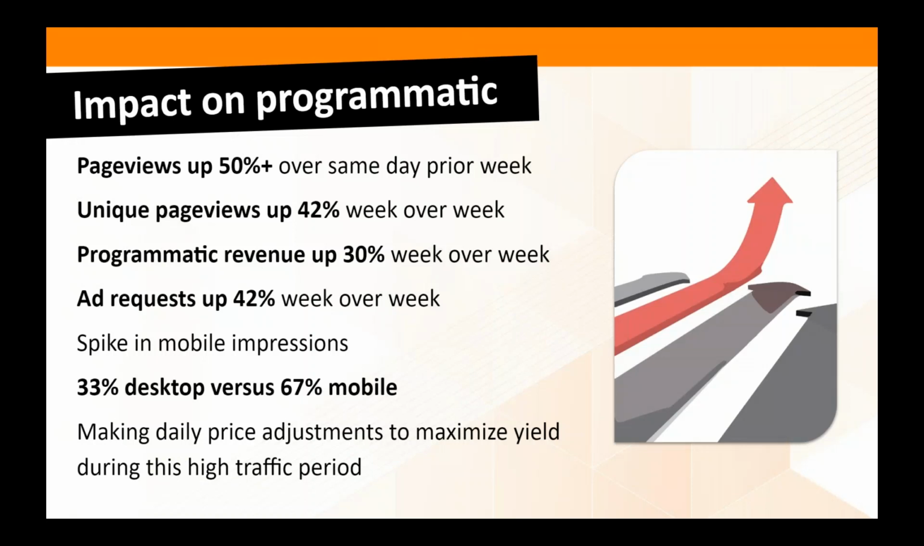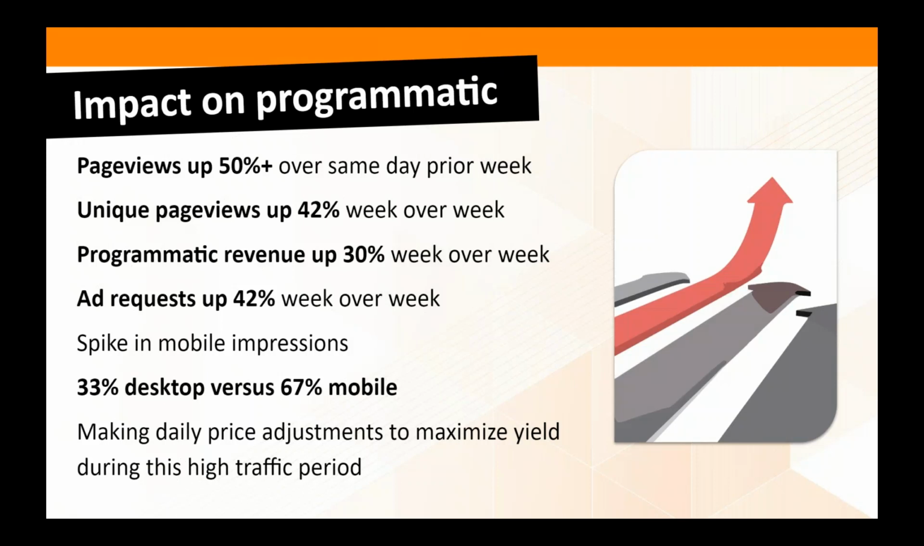It's been a week since the coronavirus pandemic really started to impact the U.S., and traffic and programmatic KPIs are up significantly as a result. Some of the traffic and revenue highlights from the last week include page views being up by 50%, unique page views up by 42%, programmatic revenue up by 30% over the previous week, and we're seeing an increase in ad requests of 42% or higher.